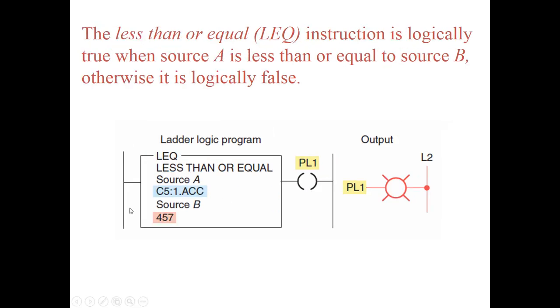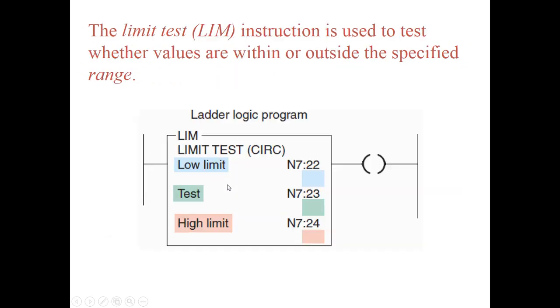Same thing. Looks like we've got a counter that's accumulating. If it's less than... So if it's 455, it's true. 456, it's true. 457, it's true because it's less than or equal to. But at 458, 458 is more than 457, so the light would change.